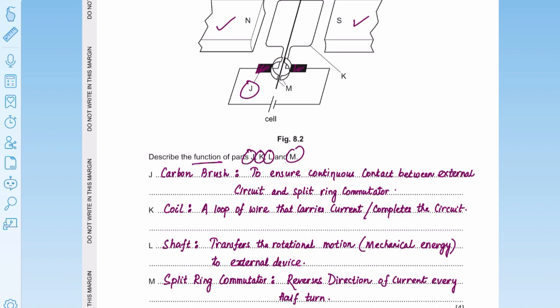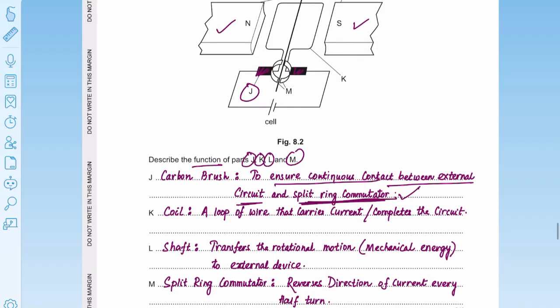What is the use of a carbon brush? Carbon brush is always used to ensure continuous contact between the external circuit and the split ring commutator. You have to pause it and write down the definition or remember this one. And what is K here? This K is known as the coil. It is a loop of wire that carries current and completes the circuit.